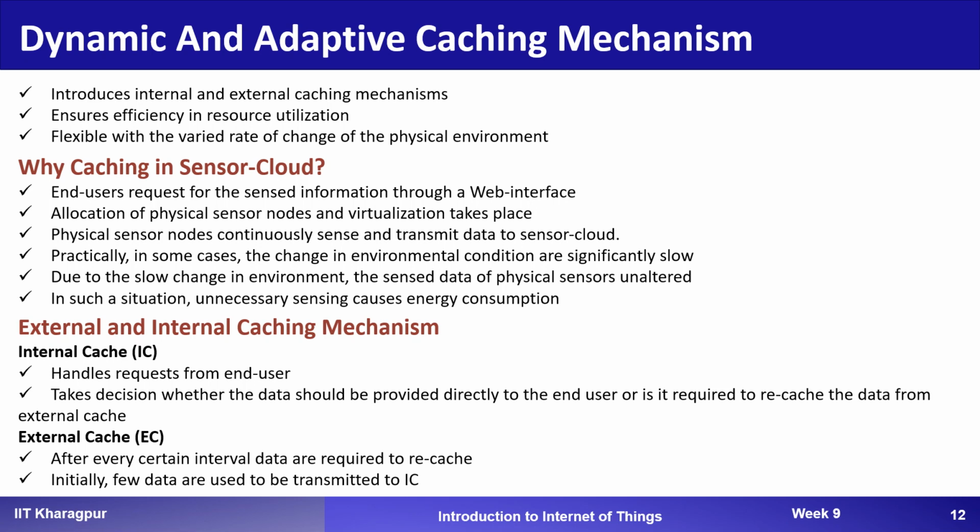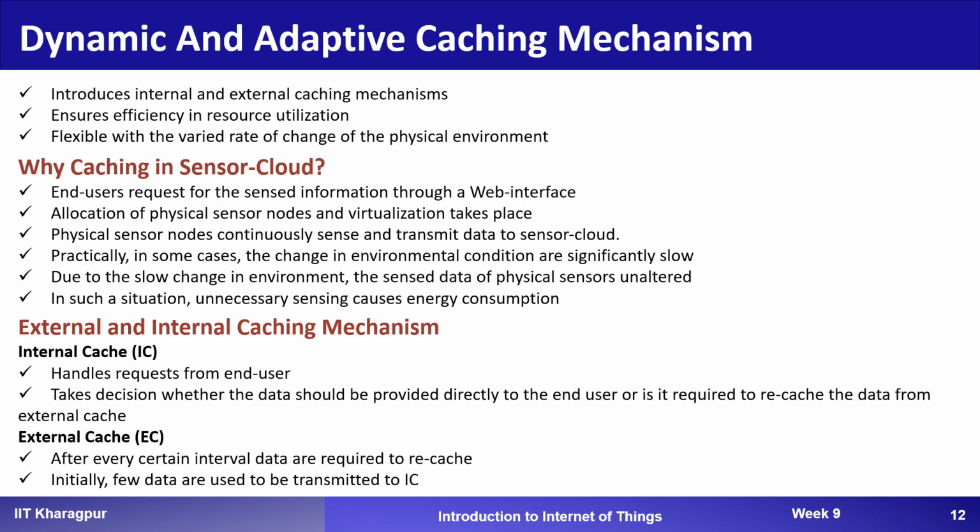First one is internal caching, second one is external cache. This internal cache is responsible for handling the request from the end user, and it takes decisions whether the data should be provided directly to the end user or whether it is required to recache the data from the external cache. Basically, depending upon the requirement of the end user, this internal cache will decide whether the data which is stored is fresh or whether we need to get the data from the physical sensor.